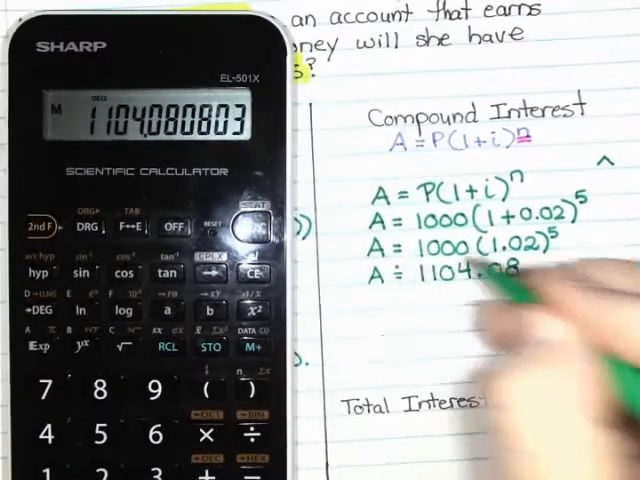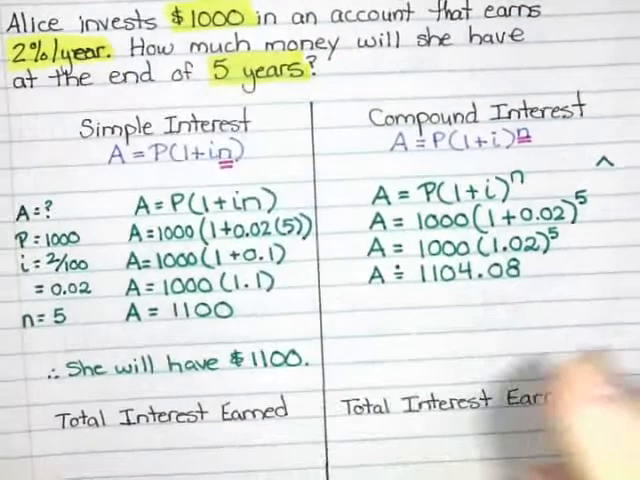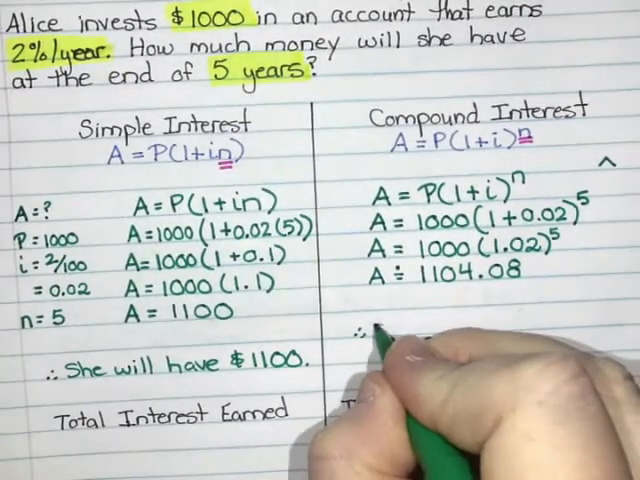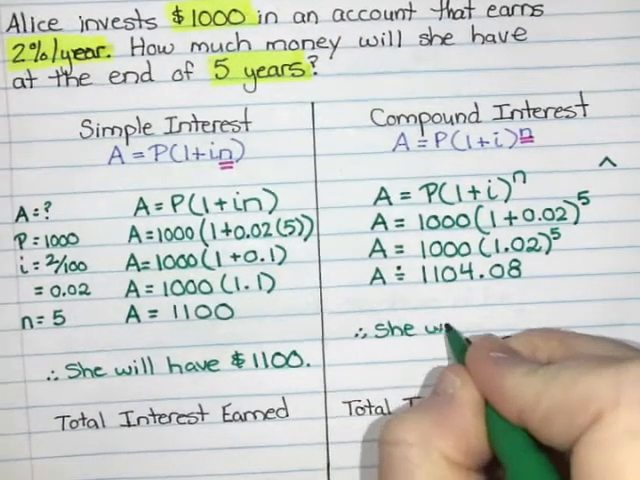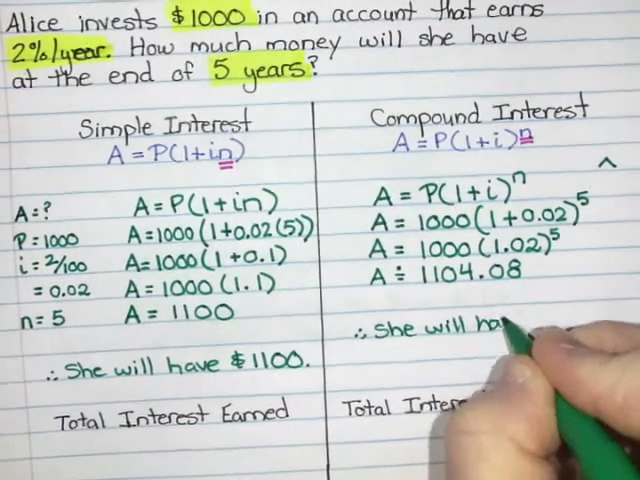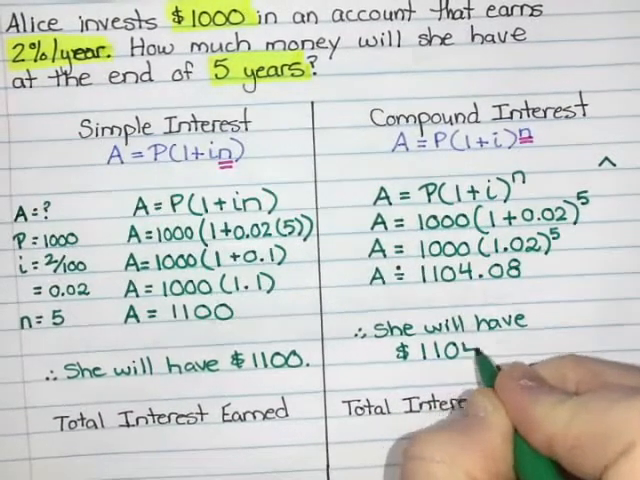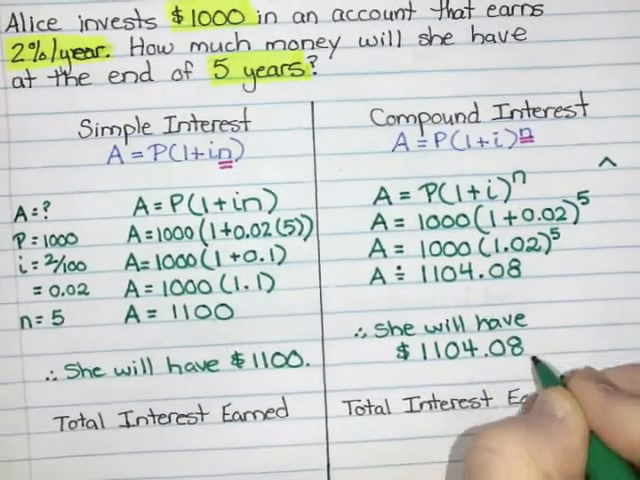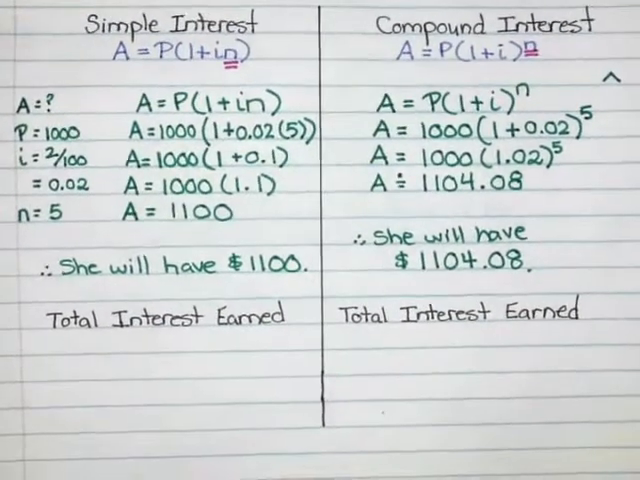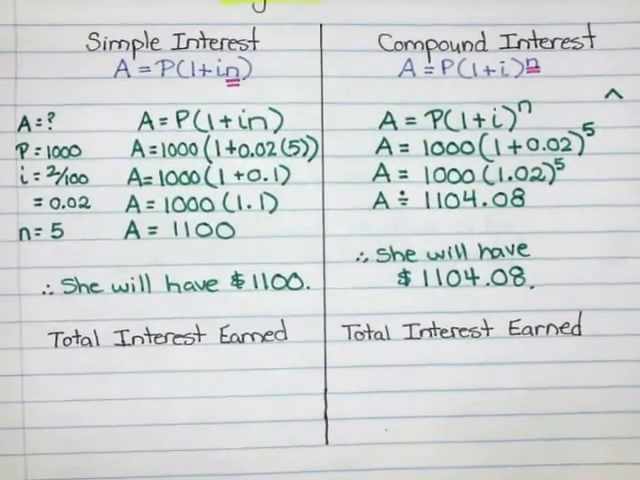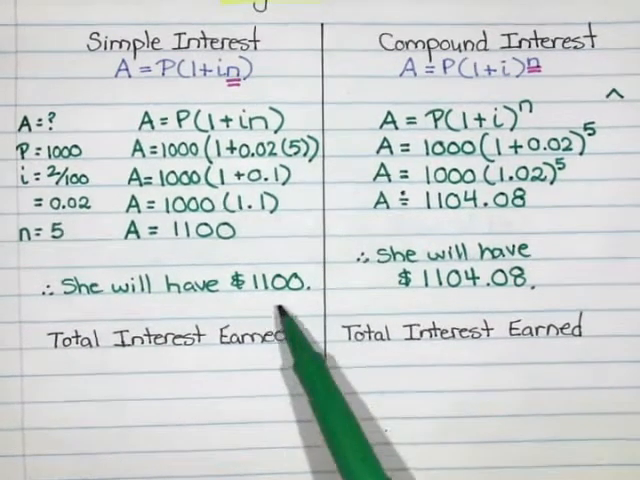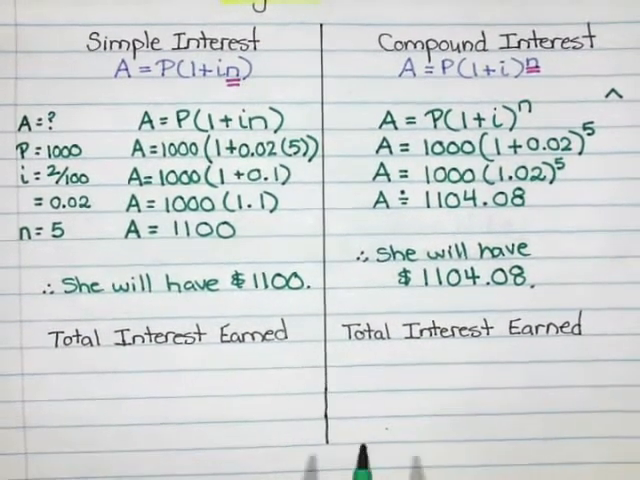And because I rounded, I'm going to put a little dot, and then I need a little sentence that says she will have $1,104.08. So it was the same original investment, the same amount of time, and the same interest rate, but we didn't end up with the same amount of money.